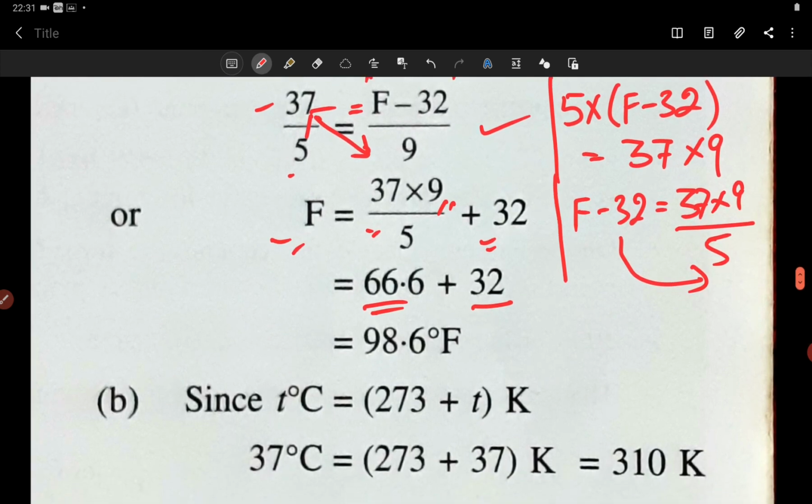Now doing the next one, I am supposed to convert the degree Celsius into the Kelvin scale. Now to convert degree Celsius into the Kelvin scale, you all know that we are supposed to add 273 to the given value. The given value is 37. So adding 273 to 37, we are getting 310 Kelvin. This is how we are supposed to do the sums.